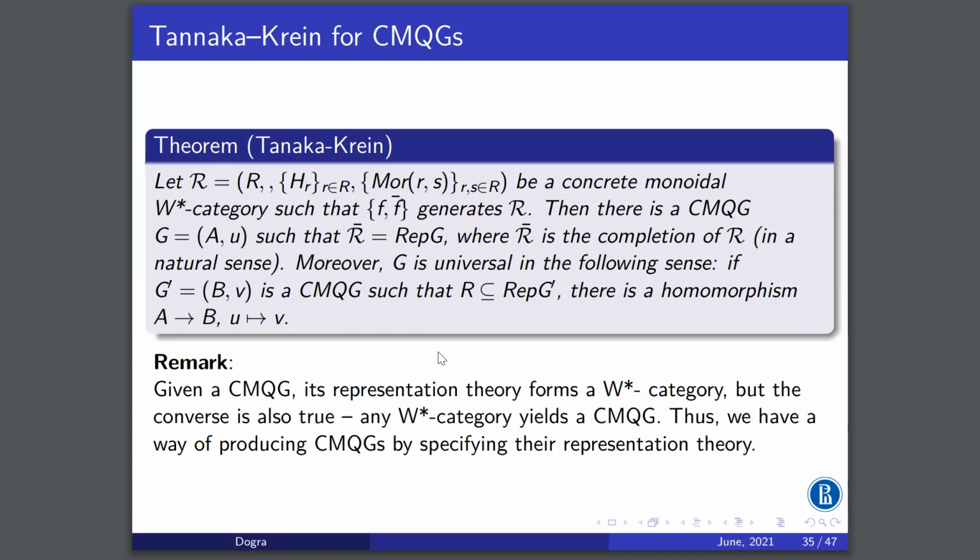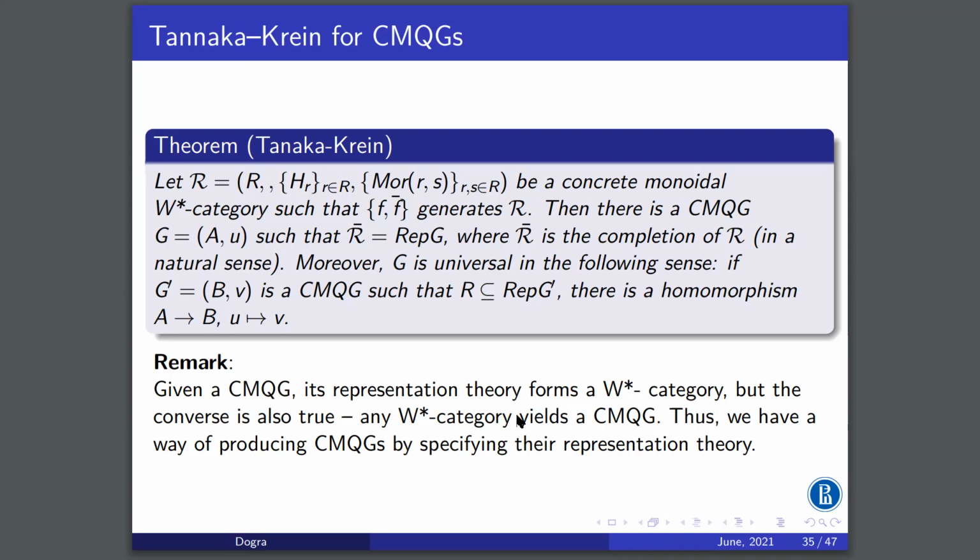So yeah, this is what I was talking about. If we start off with any compact matrix quantum group, then its representation theory forms a W star category. But the converse is also true. If we start off with any category, we can get a compact matrix quantum group. So therefore, there's a way of producing groups by specifying the representation theory.